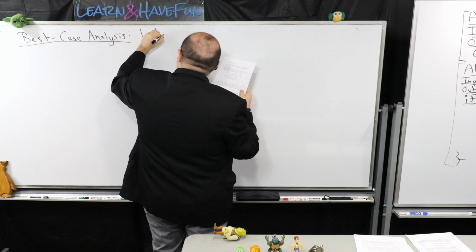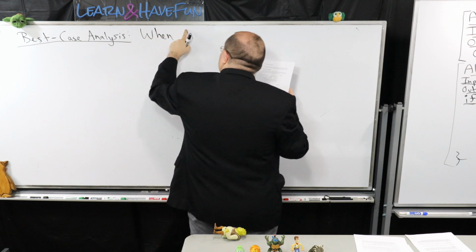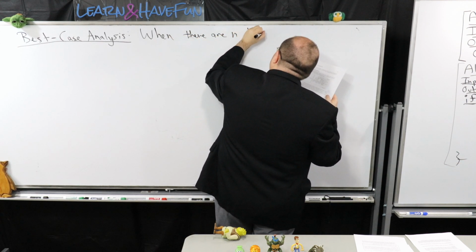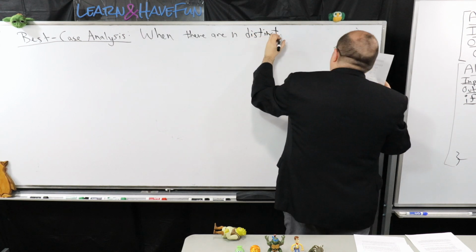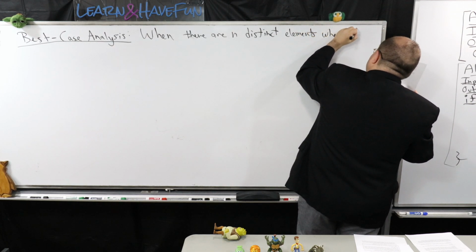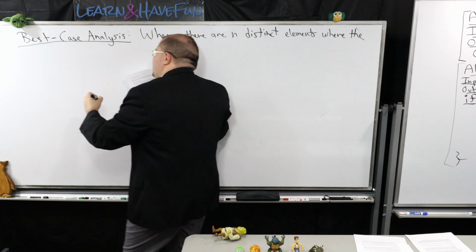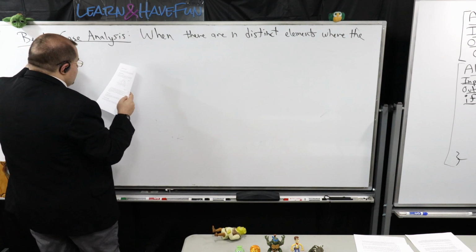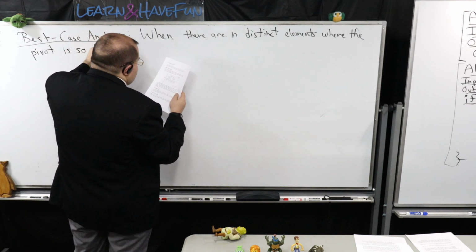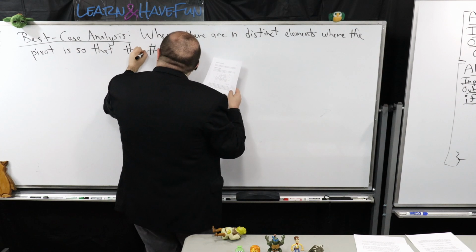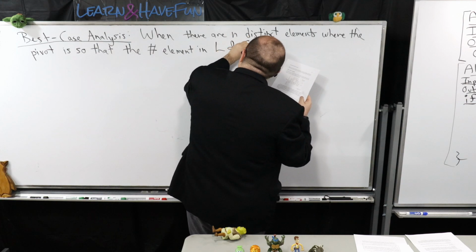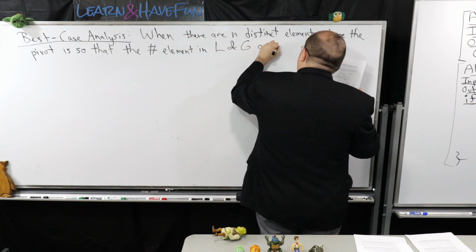So the best case scenario is when there are n distinct elements where the pivot is such that the number of elements in L and G are roughly equal.